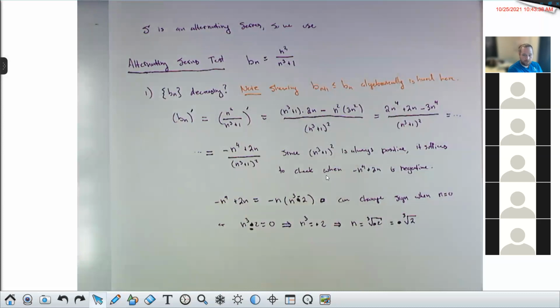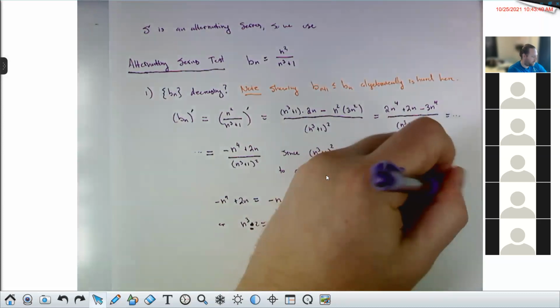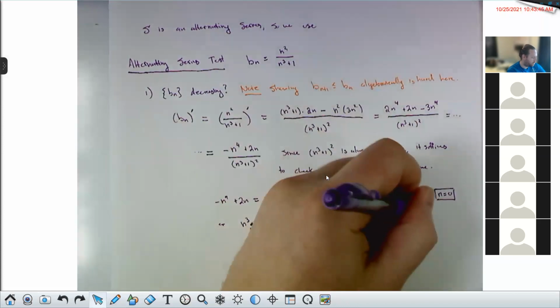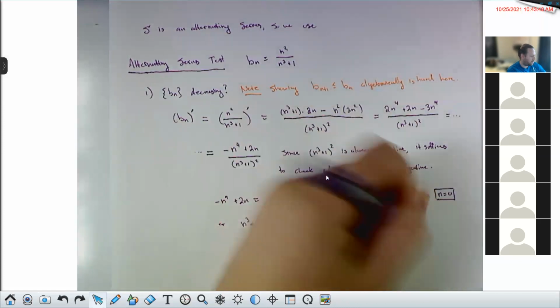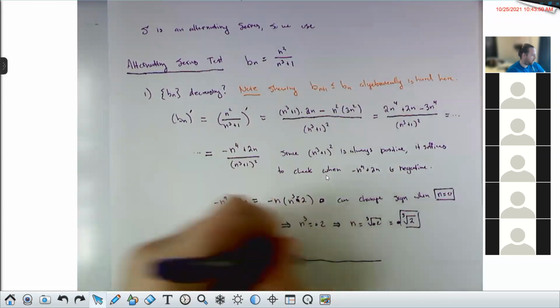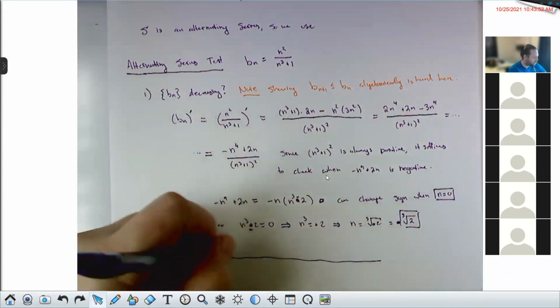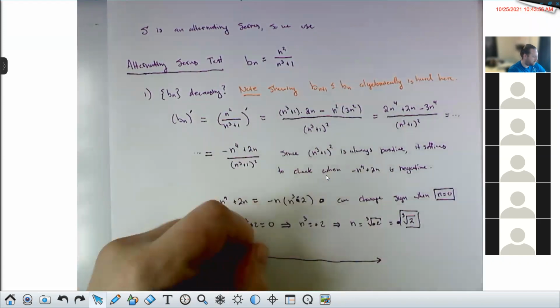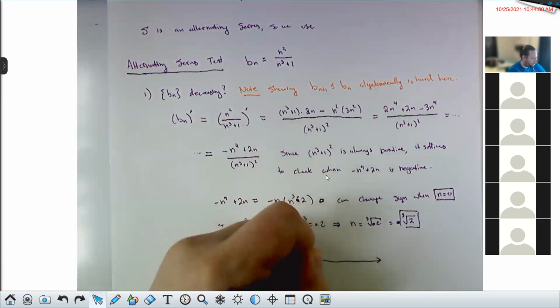Okay, so this thing can change sign when n is 0 or the positive cube root of 2. So I make a number line. You guys remember how to do this from Calc 1? You're just checking where this thing is increasing and decreasing. I've got 0 and the cube root of 2.